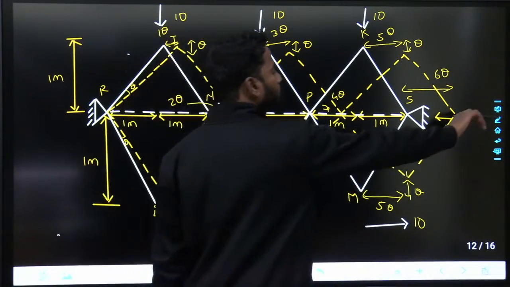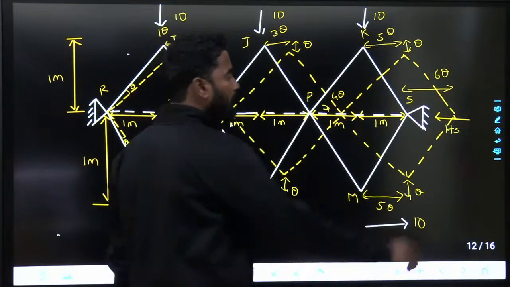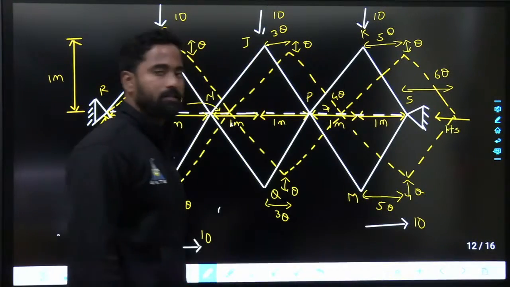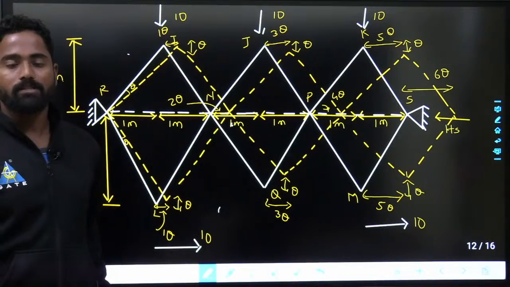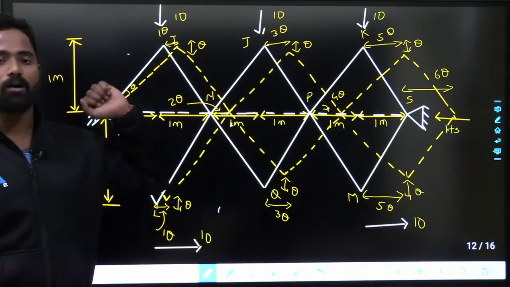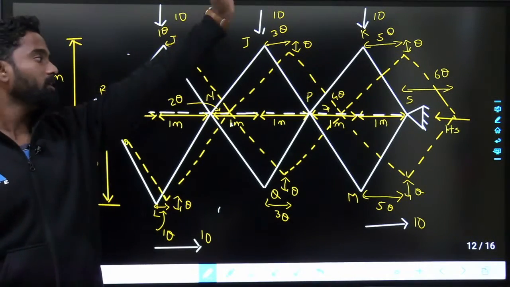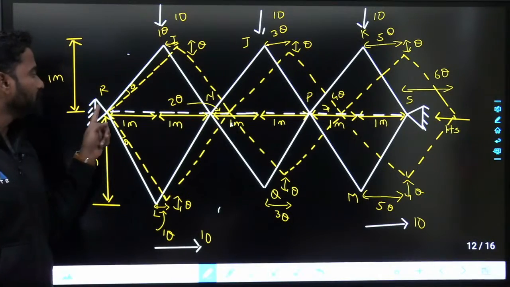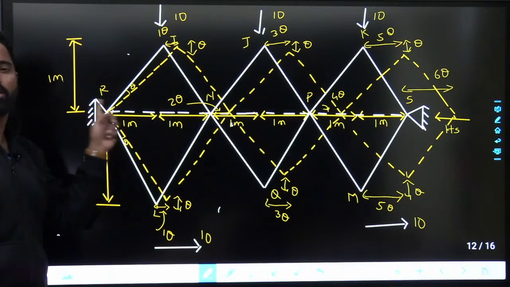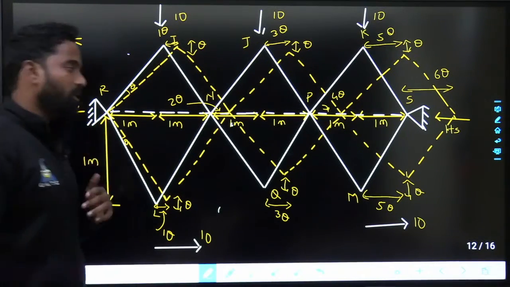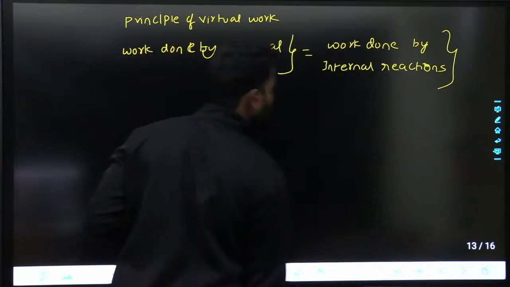Here there is a horizontal reaction, I am taking it like this, Hs multiplied with 6 theta. Hs multiplied with 6 theta over there. Fine. And because of the horizontal reaction at R, there will not be any work because there is no horizontal movement over here. So by applying the principle of virtual work, what will I get?